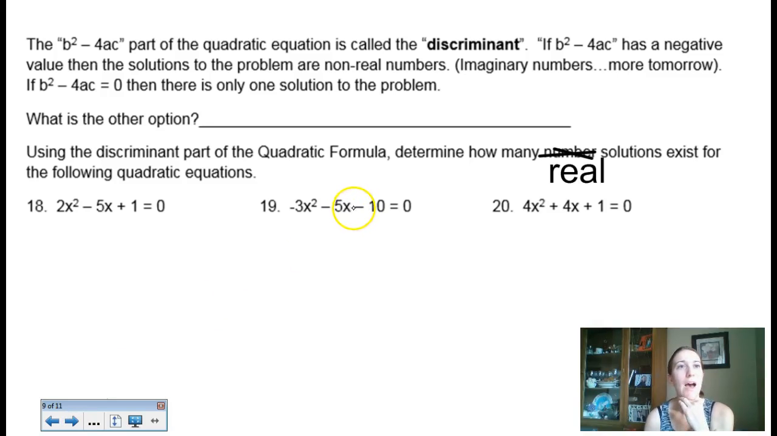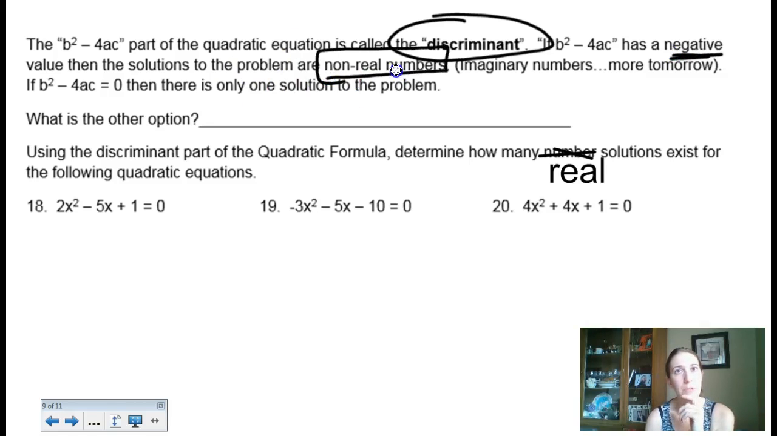Okay. B squared minus 4ac, the part that was underneath the square root symbol, is called the discriminant, and it is very special. If that number inside the square root sign is negative, we're going to have non-real numbers, which means imaginary numbers. And I know when you learned this in Algebra 2, you were like, what? Yes, there are imaginary numbers. There's the complex number system. We'll come back to that tomorrow, apparently.